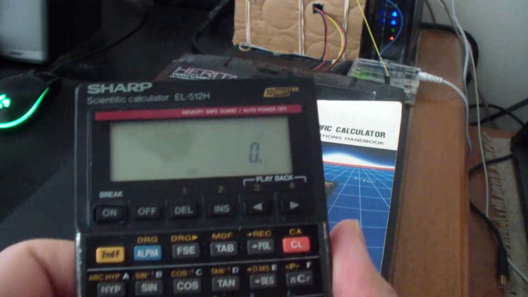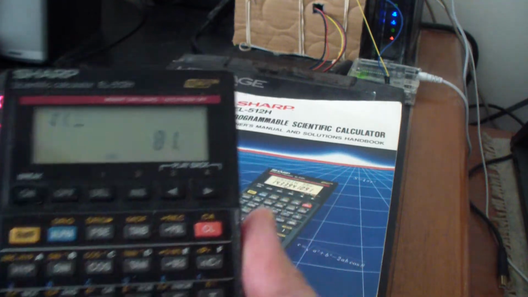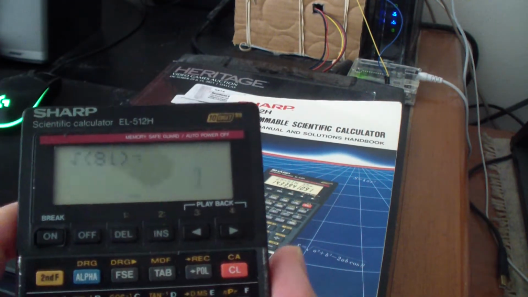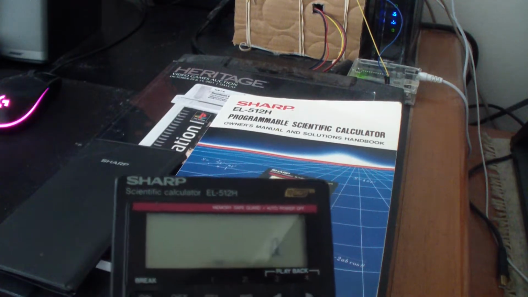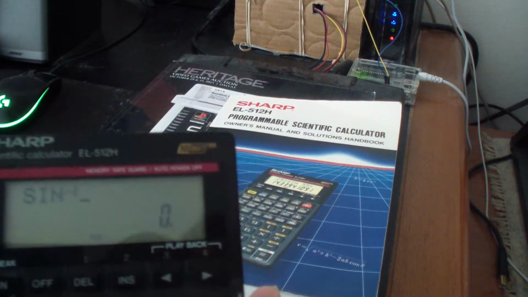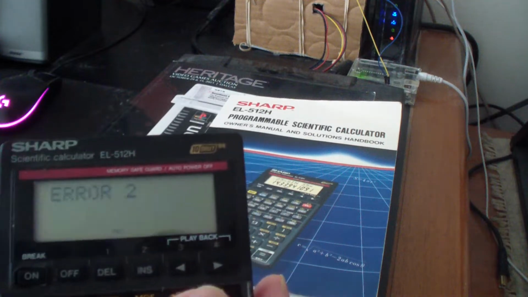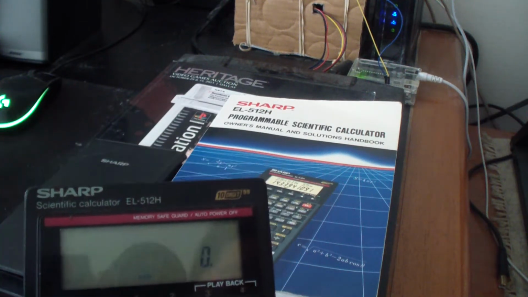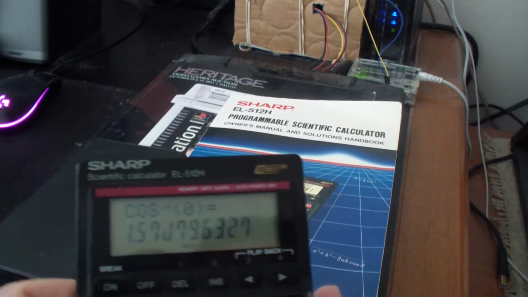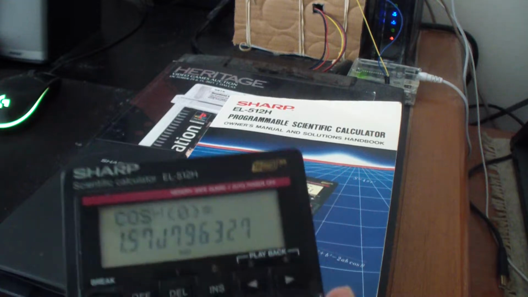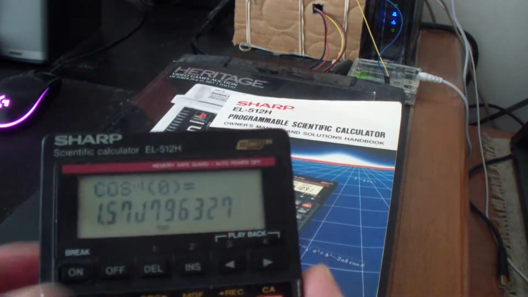You have different functions like the square root. You could use parentheses, square root of 81, 9, and all these other mathematical functions like inverse sine. Inverse cosine. The fourth digit is kind of like has a problem for some reason.